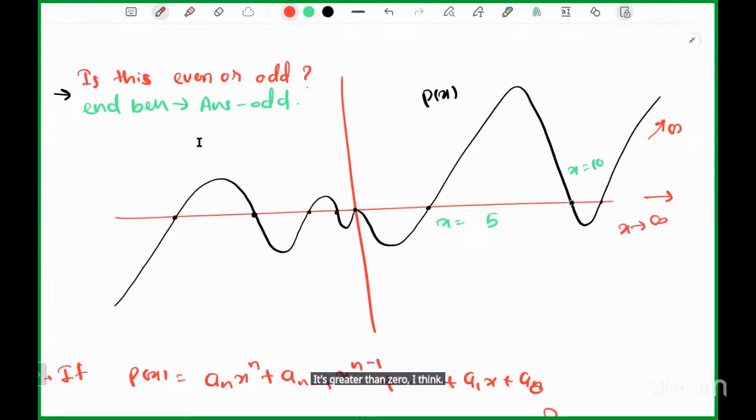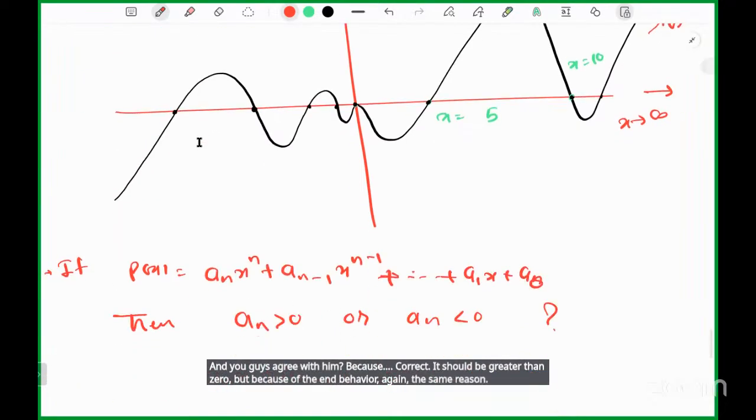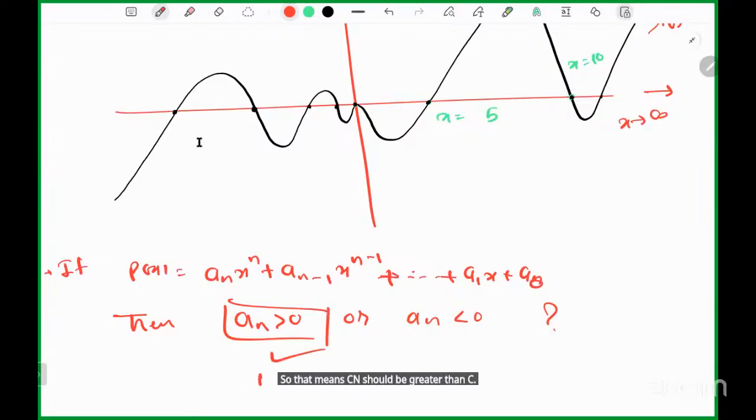Do you guys agree with him? Correct, it should be greater than 0, because of the end behavior, the same reason. So that means a_n should be greater than 0, because of the end behavior, obviously.